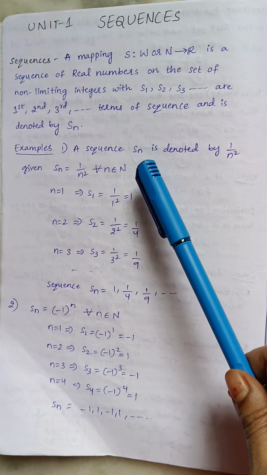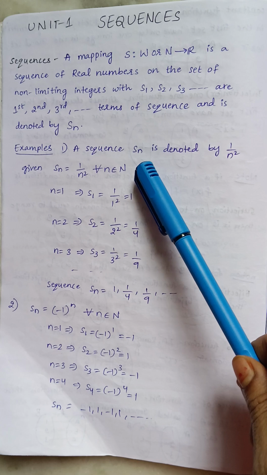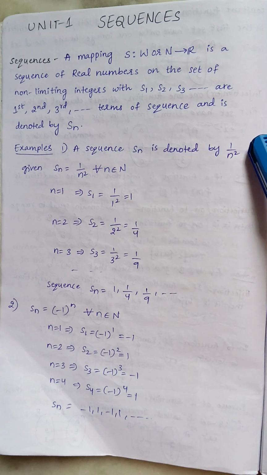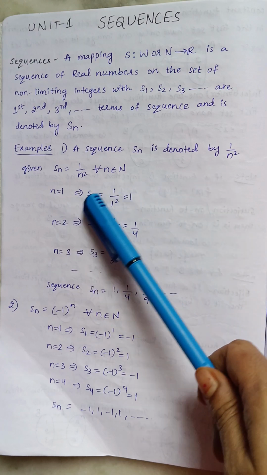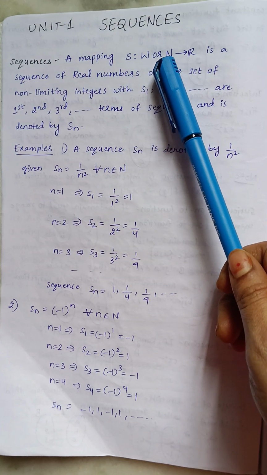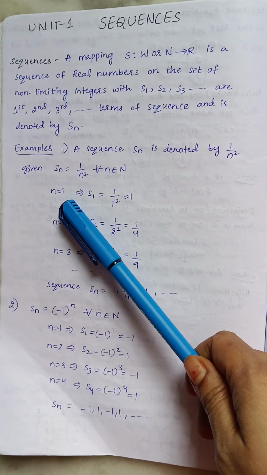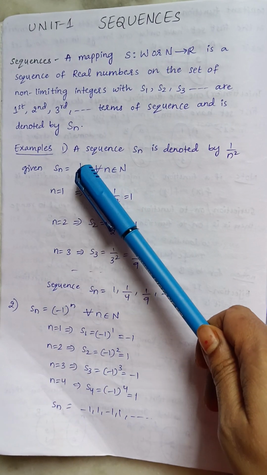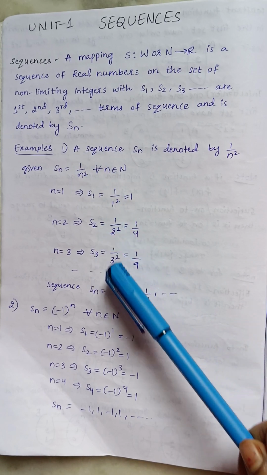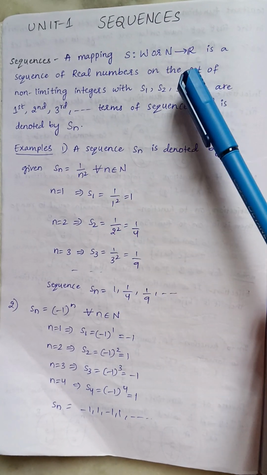Now see one example. Take Sn, one sequence given with the nth term. What is the nth term here? 1 by n square. How do we find the sequence elements? What is the domain here? Natural numbers. So substitute n equal to 1, 2, 3, 4 like that. Then when you substitute, what will you get? 1 by 1 square, 1 by 2 square, like this. So these are the range elements.